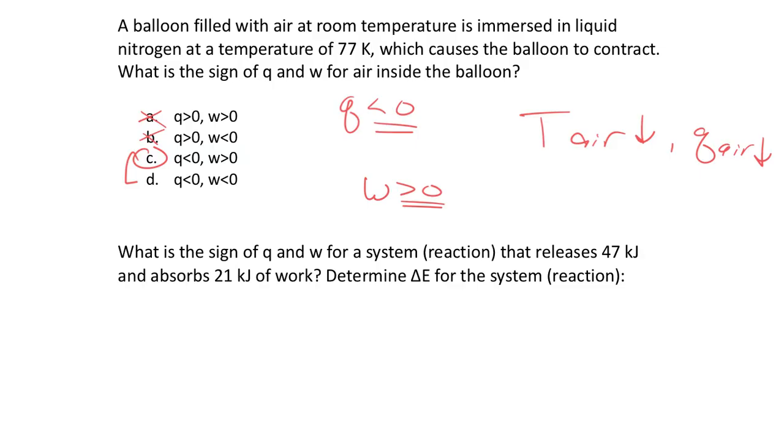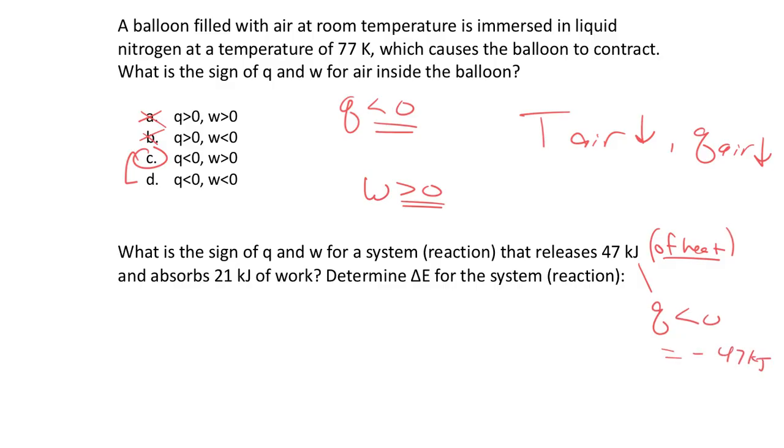So a system is just our thought of a reaction that releases 47 kilojoules of heat. And it probably should say of heat to be slightly more clear. So it releases 47 kilojoules of heat and then absorbs 21 kilojoules of work. And so if we release heat, that's negative, so that sign of Q would be less than 0. So that should be negative 47.